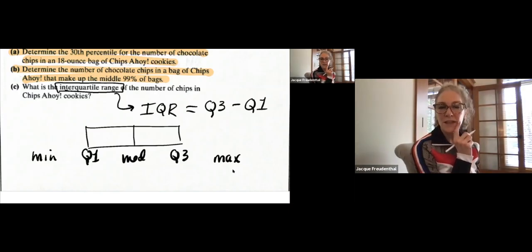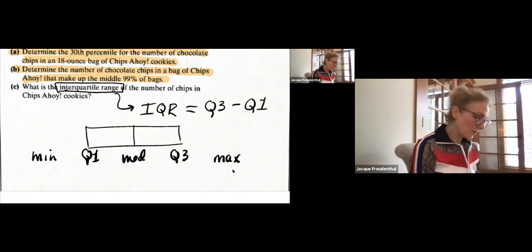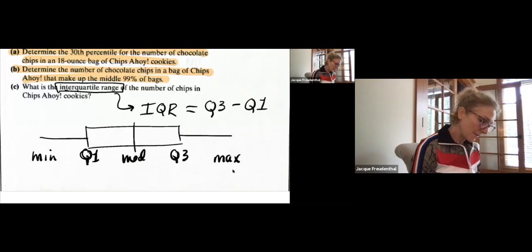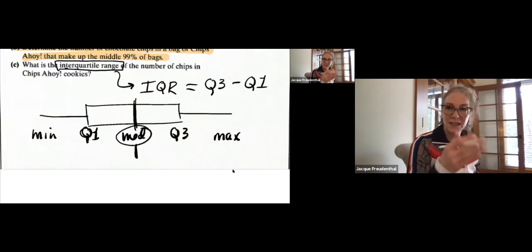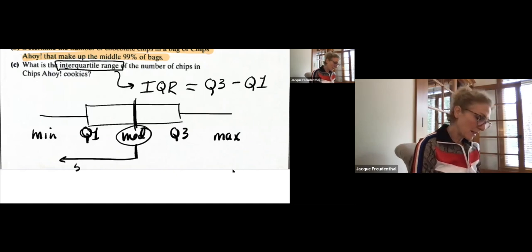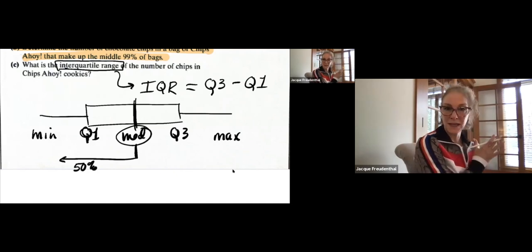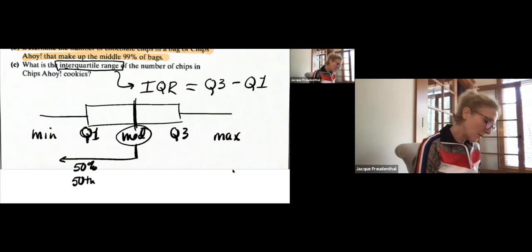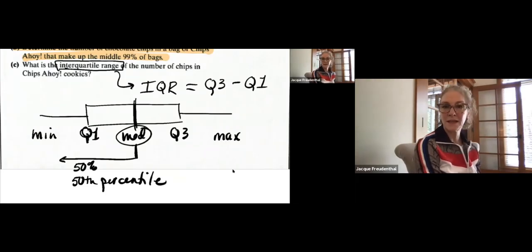Okay, so this is a location type of question because Q1, okay, let's look at the median first. So the median, that's the middle as far as location. If we listed the data in order, we would choose the middle value. So 50% of the data would be to the left of the median. So the median would be the 50th percentile. That's the median. So what is the first quartile?